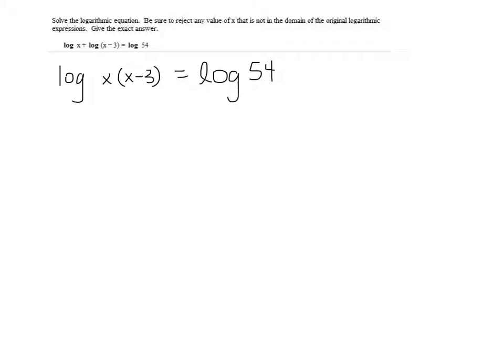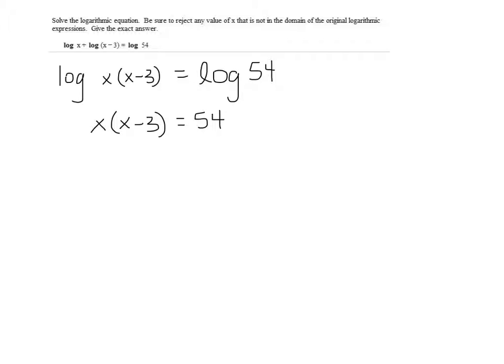Now since we have log of something on the left hand side equals log of something on the right hand side, and everything has the same base, we can forget about the logs altogether and concentrate on what we're taking the logarithm of. If you take the logarithm of some number and the logarithm of another and they're equal, then those numbers that you took the logarithm of have to be the same.